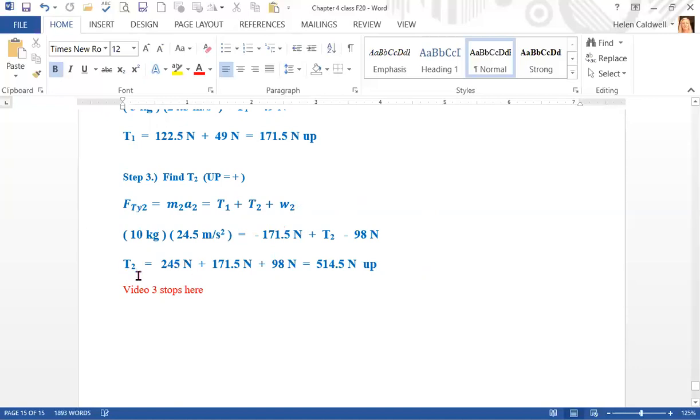So T2 will be, well, 10 times 24.5 is 245. We'd have to add 171.5 to both sides, add 98 to both sides, and we get 514.5 newtons. It is a positive number. We know it points up. And that agrees with our picture.